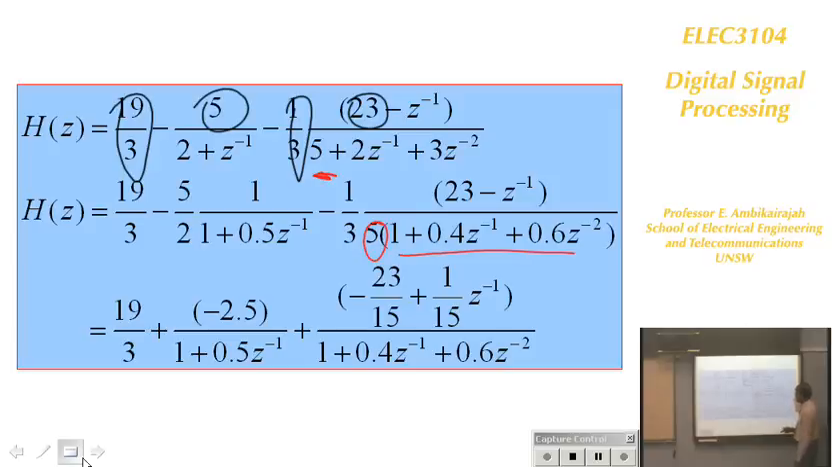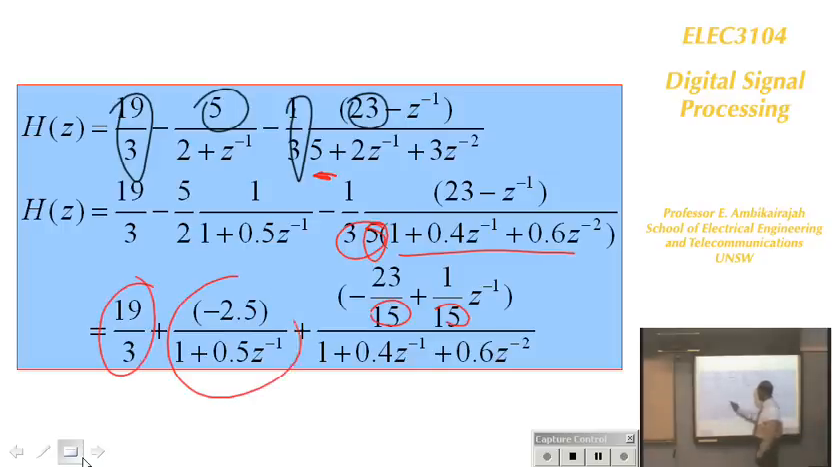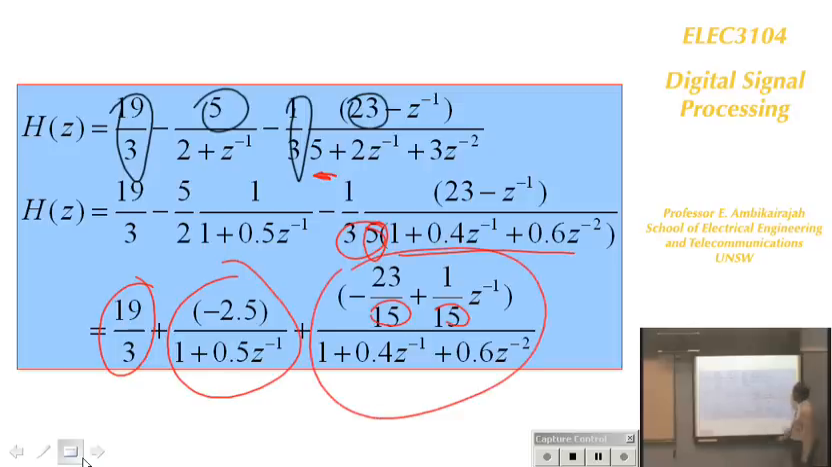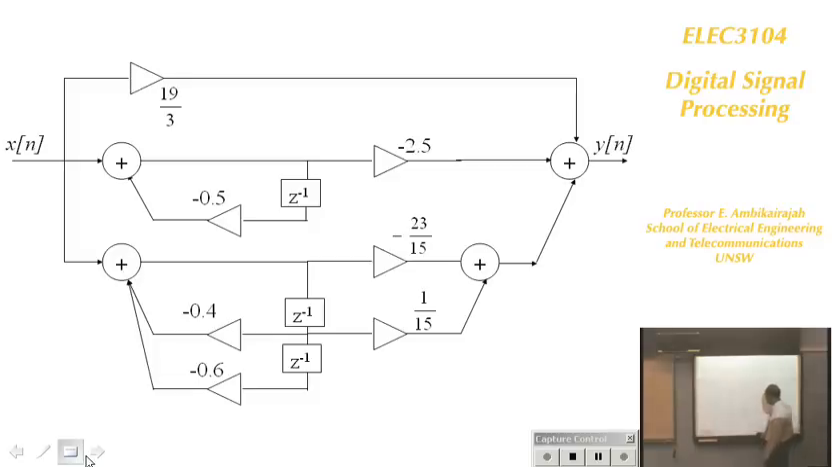That's how we know how to do implementation. So you divide everything by 15, so each coefficient. These are the coefficients. So my parallel structure is that constant plus that implementation and that implementation. All three outputs together will give me a parallel implementation. So let me go back to parallel implementation.